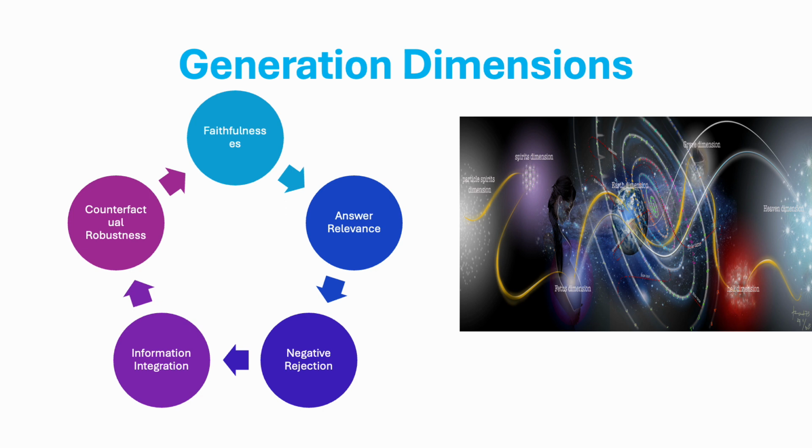Negative rejection assesses the model's ability to refrain from generating information that is not supported by the retrieved documents. Information integration evaluates the model's capability to combine information from various documents to answer complex questions. Counterfactual robustness measures the model's robustness against established misconceptions and its ability to generate factual information.